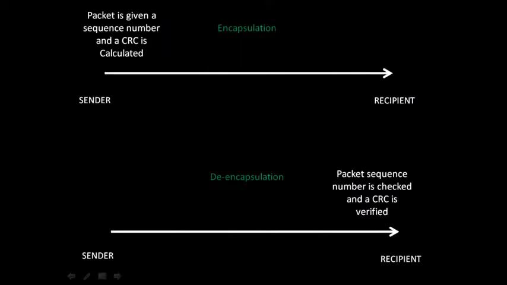Let's take a brief look at the encapsulation and de-encapsulation process. In encapsulation, a packet is given a sequence number and the CRC is calculated on the sender before that packet is sent to the recipient. When this process is complete, it's sent. Finally, on the other side, the de-encapsulation process begins. The received packet sequence number is checked and a CRC is verified against the same which was calculated on the sender. If they match, the packet is good. If they do not match, the packet is bad, and the recipient will send a request to the sender to resend that packet.